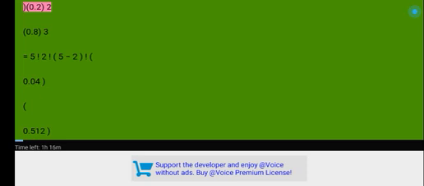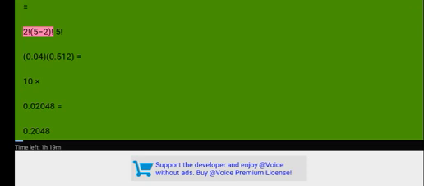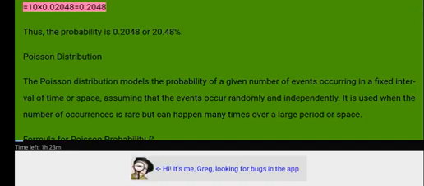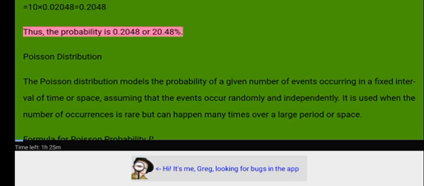P(X = 2) = (5 choose 2) (0.2)^2 (0.8)^3 = 10 times 0.04 times 0.512 = 10 times 0.02048 = 0.2048. Thus, the probability is 0.2048 or 20.48%.